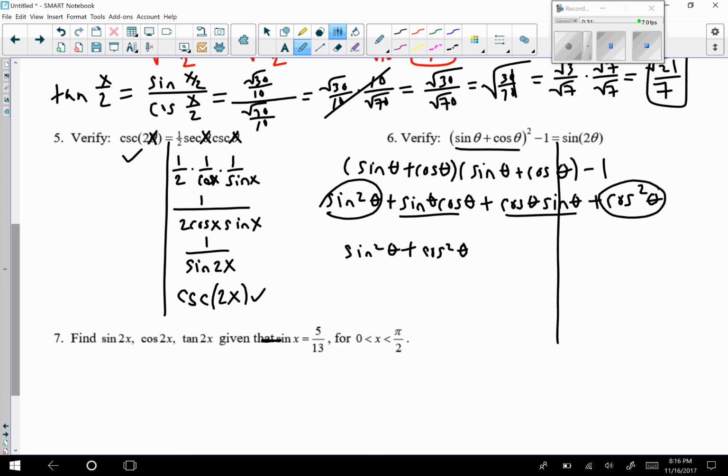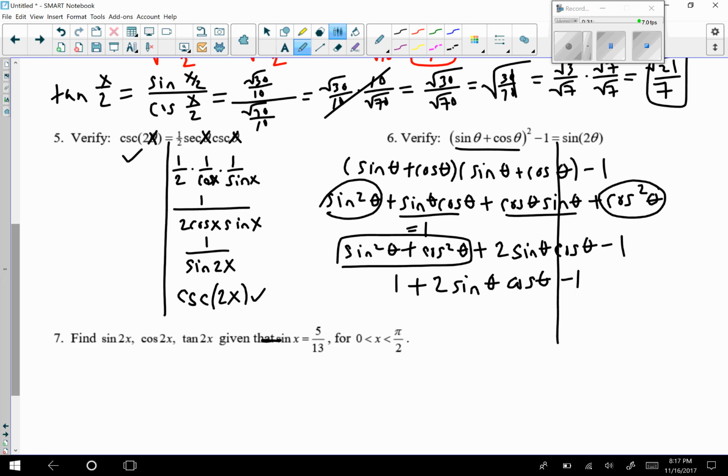And then we have plus 2 sine theta cosine theta minus 1. Remember that sine squared plus cosine squared is equal to 1 by the Pythagorean identity. So now we have 1 plus 2 sine theta cosine theta minus 1. So 1 and 1 are going to cancel out. 2 sine theta cosine theta is actually equal to the sine double angle. And therefore we are done.